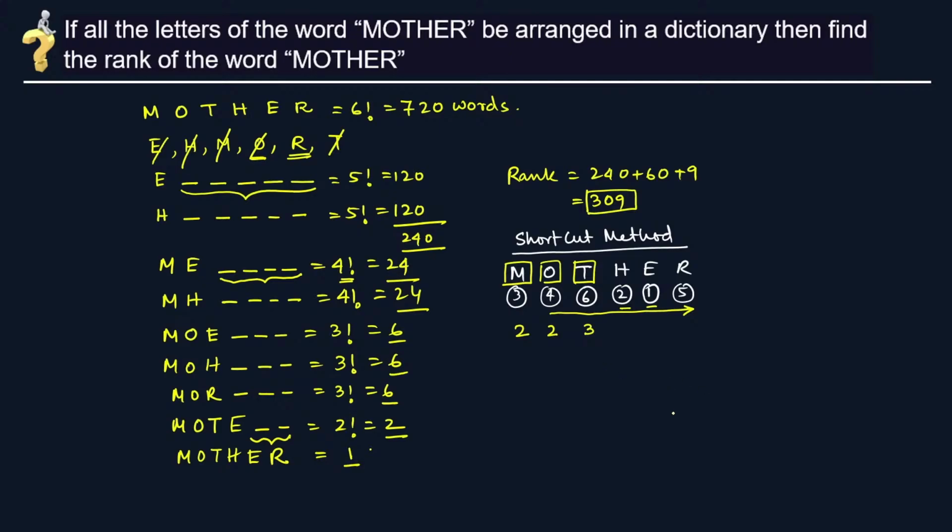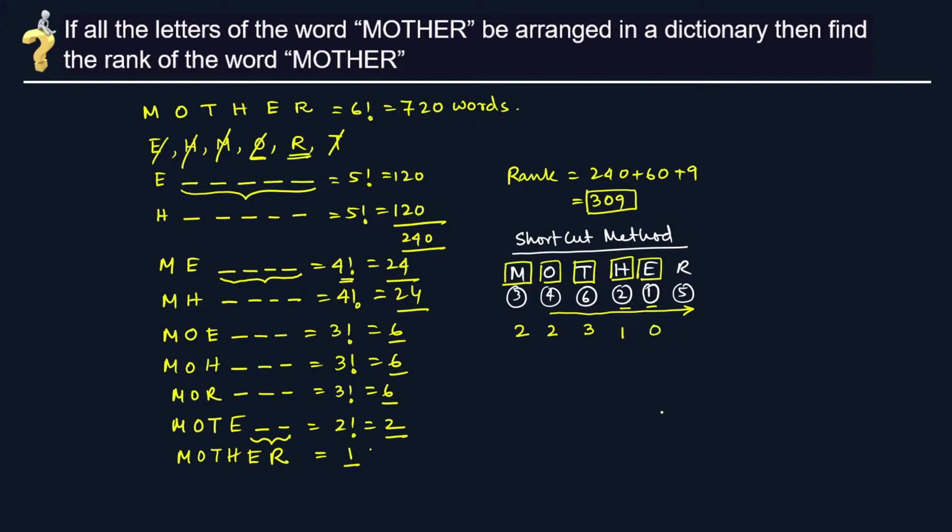Because 2, 1 and 5 we are having, all are less than 6. Then you consider H. And the number which is assigned with H is 2. So how many numbers are there which are less than 2 in the right hand side? Only one. And then you consider the next alphabet E, and the number which has been assigned with E is 1.